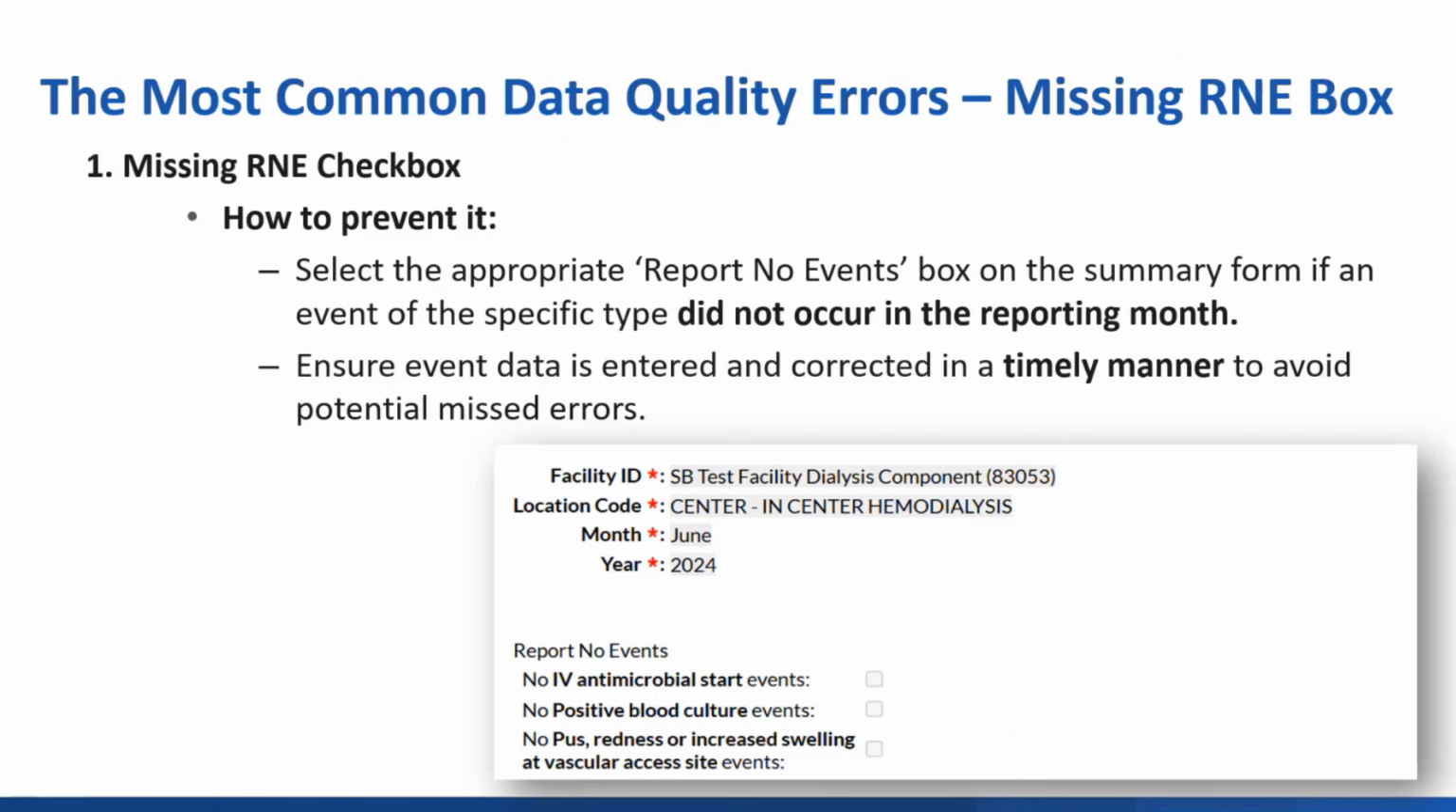So if you make any adjustments or edits to event data after you've already done your summary form, for example, if you had a summary form for April and you had your events already entered for April, but then you changed one of those events, it's imperative that you go back and make sure that your report no events boxes are properly checked, because that is the biggest error that we see that results in facilities not meeting a full 12 months of reporting.